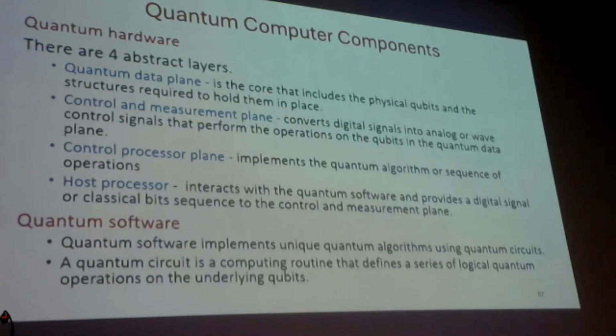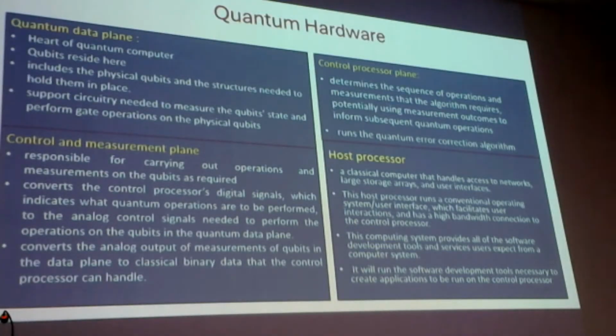So I know quantum hardware has four abstract layers: quantum data plane, control and measurement plane, control processor plane, and host processor plane. Host processor is where we give the job. We do it on our system. Quantum software will implement the quantum algorithms. So you can see in this quantum data plane, I've given all the features there. The quantum data plane is the heart of the quantum computer. Qubits reside here. It includes physical qubits and structures needed to hold them in place and support circuitry needed to measure the state of the qubit, whether it is a zero or whether it is a one, and so on.